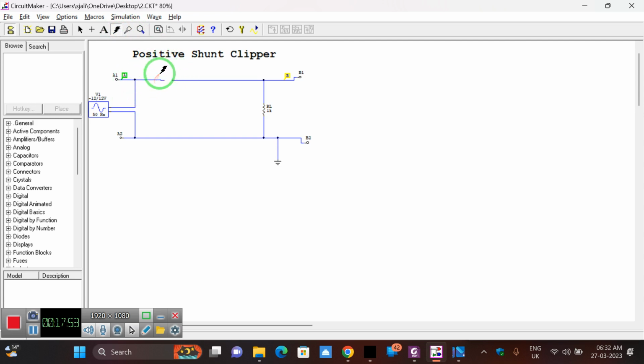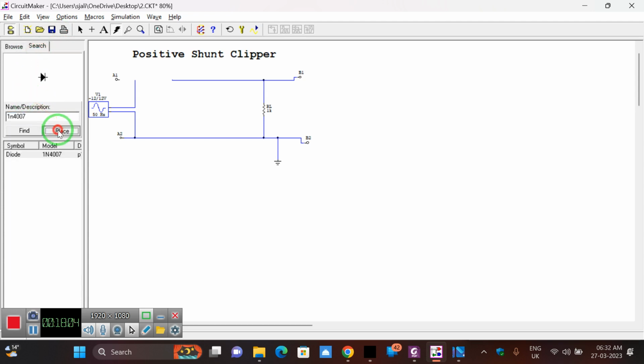Now I can remove this line, this and this, so that it will be easy for you to understand. So what I need first, 1N4007, I got it. It should be rotated upward or downward. Just check. It should be downward. So rotate downward. Now you can connect here.